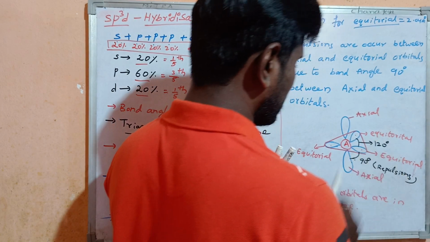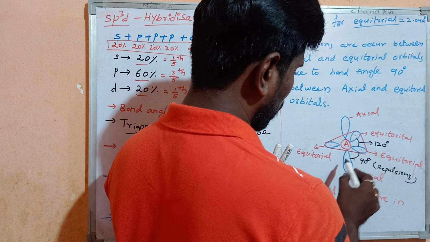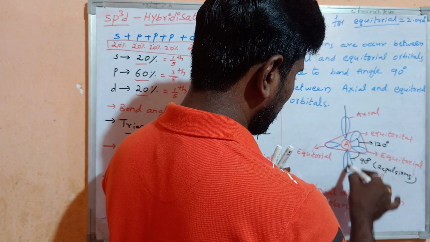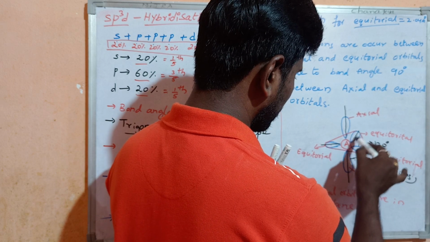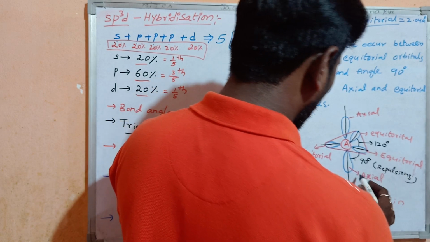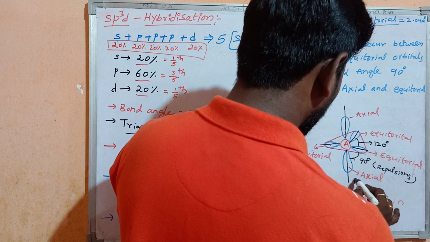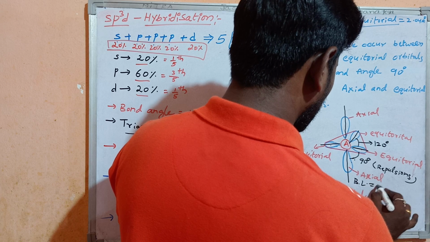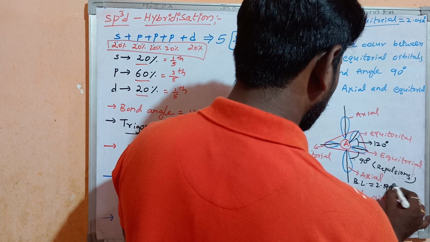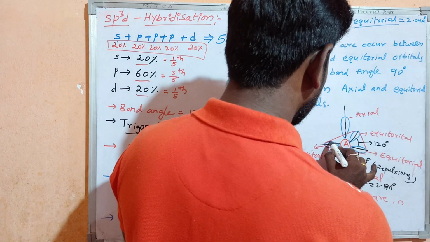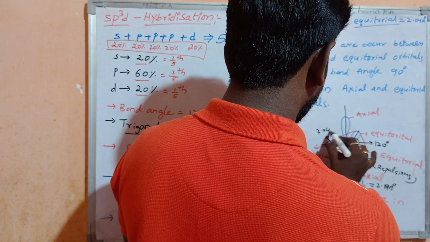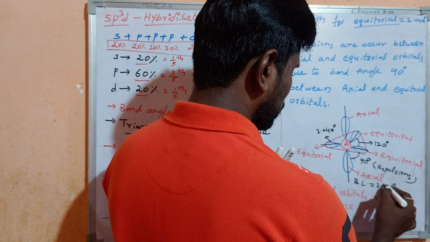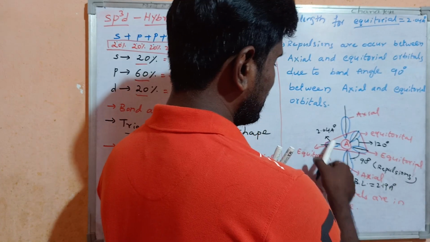Due to these repulsions, the bond length of axial and equatorial differ. Axial bond length is 2.19 angstroms and equatorial is 2.04 angstroms. Okay, so the bond length is more in axial, less in equatorial.